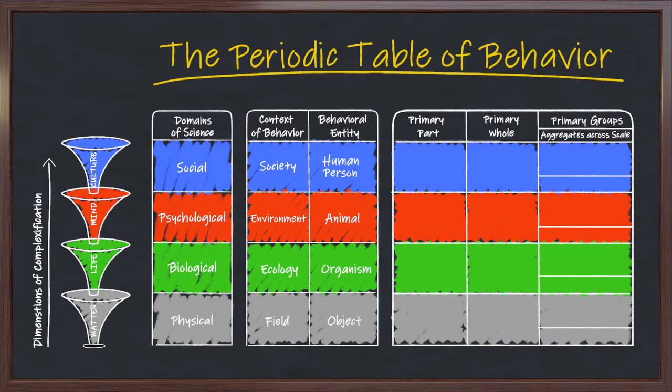At the material dimension of complexity, we have atoms organized as primary wholes, things like hydrogen. The atoms themselves have parts that are constituents, things like electrons. And then atoms can get into groups of molecules, like a water molecule, and they can also exist across aggregate scale, for example, atoms gathering together to form stars. So the periodic table of behavior basically says there are primary parts, primary wholes, primary groups, and then that can be aggregated across scale. And science then is the process of mapping those.